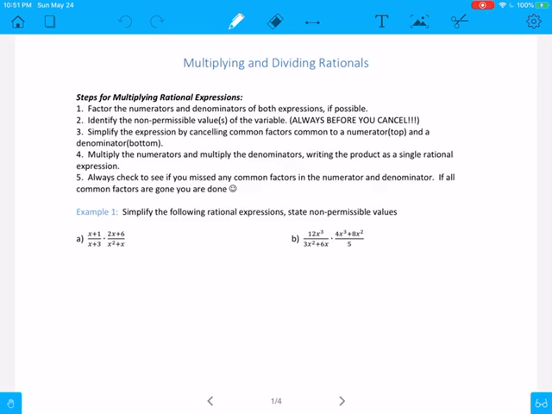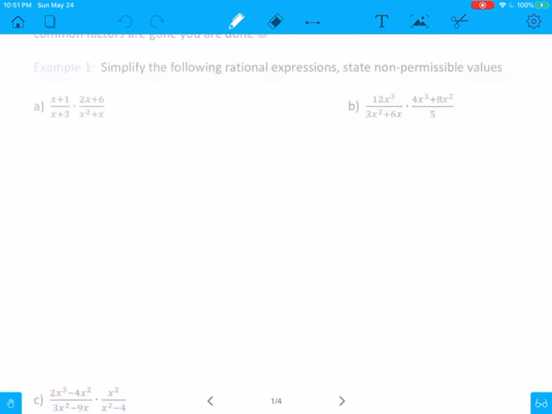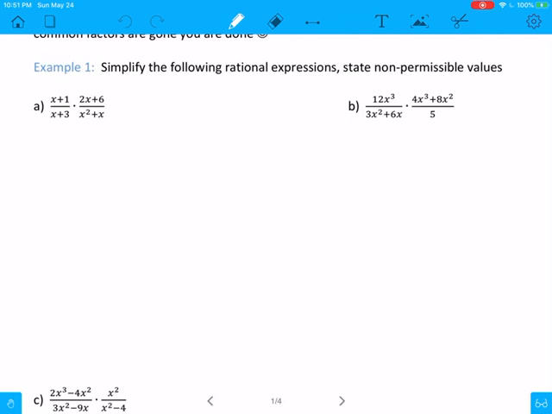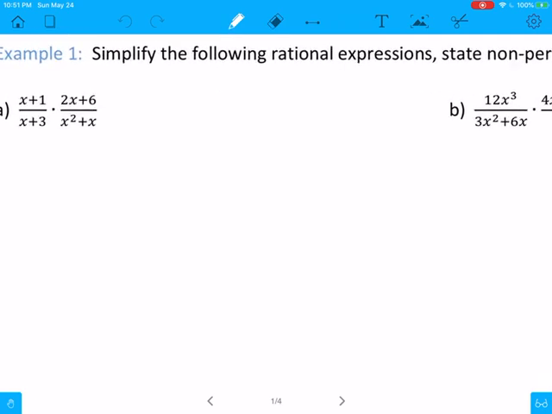All right, so example 1. Simplify the following rational expressions and state non-permissible values. So the very first thing we have to do is GCF, or difference of squares, every numerator and denominator. Now with simplifying, we just had one numerator and one denominator. But with multiplying, we actually have two numerators and two denominators, so we have to do it to all of them.